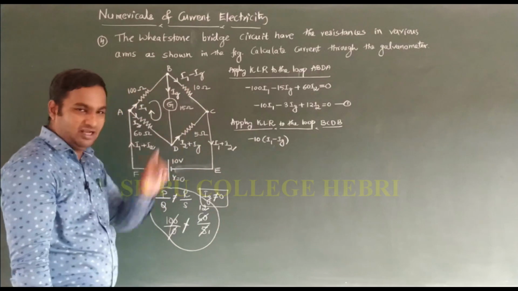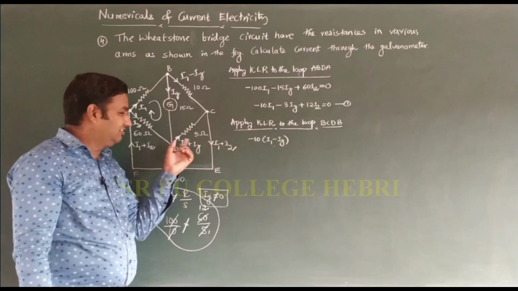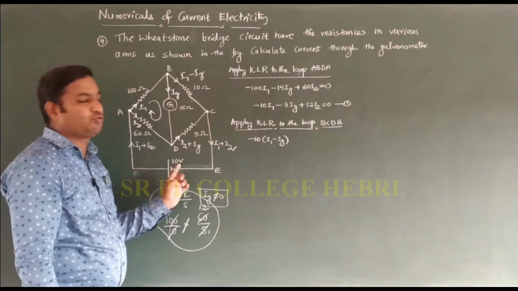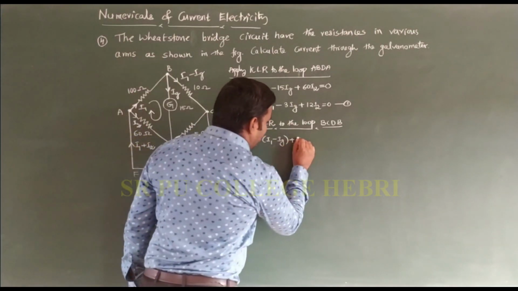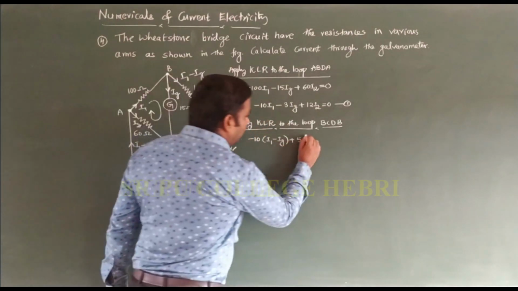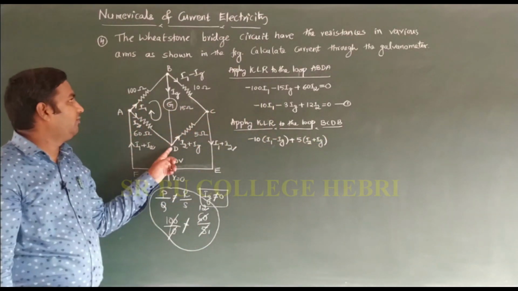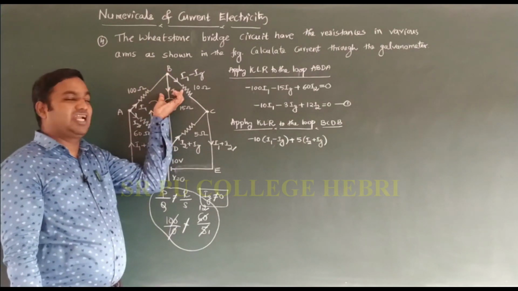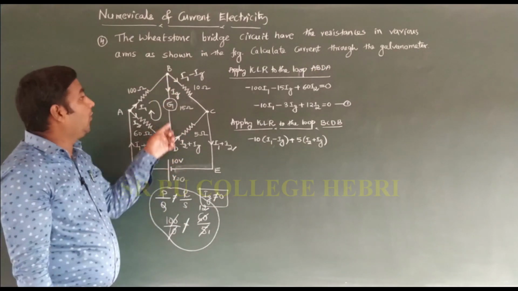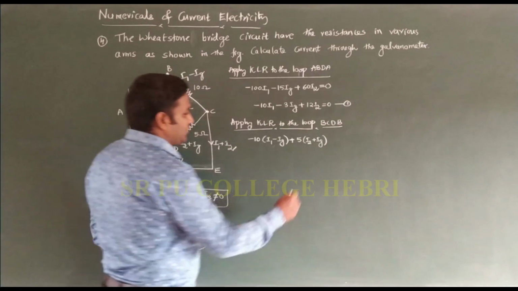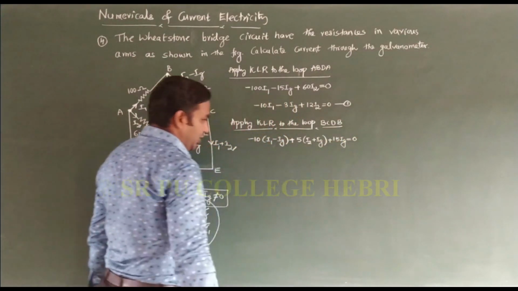This one is completed. I am moving from C to D. I2 plus IG is the current. This direction of current is opposite to my path, so it becomes plus 5 into I2 plus IG. Then I am moving from D to B. IG is the direction of current. Here it is along my path or opposite to my path? It is opposite to my path, so you have to take plus 15 IG is equal to 0.